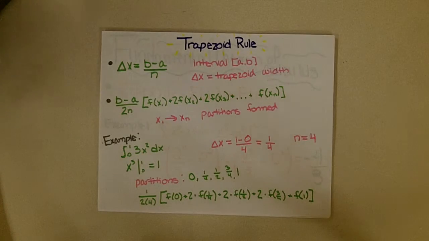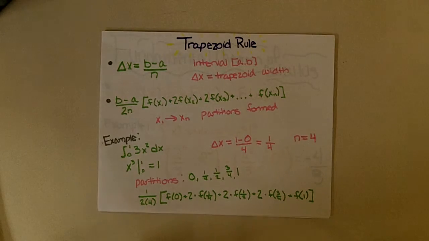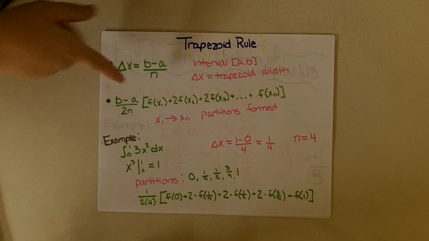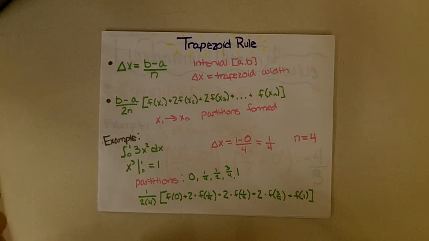The trapezoid rule is another way to find the integral, and what we use is change in x equals (b minus a) over n, and this gives you the width of the trapezoid. And with this, we find the partitions which are formed, and I'll explain that in the example. And then we use (b minus a) over 2n along with this equation, and that gives us the answer.